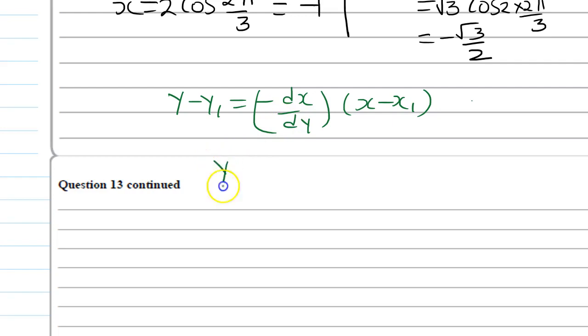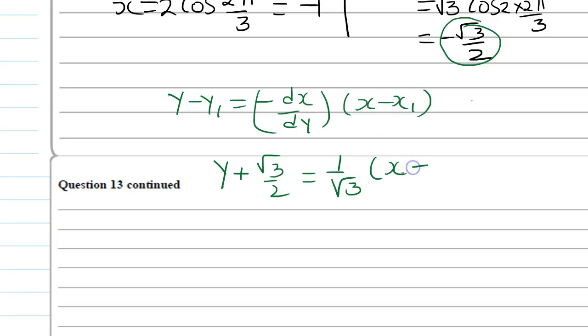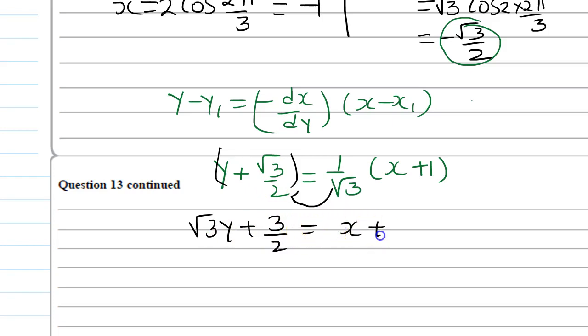So let's write down here y minus y1. y1 is minus root 3 by 2, so let's put here plus root 3 by 2. Then negative reciprocal is 1 over root 3 times x minus x1, and x1 is minus 1, so it will be plus 1. If you multiply by root 3, generally what I do is multiply root 3 with this bracket. So it will be root 3y plus 3 over 2, and it will be x plus 1.